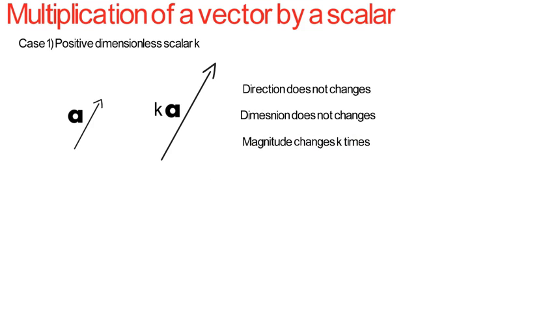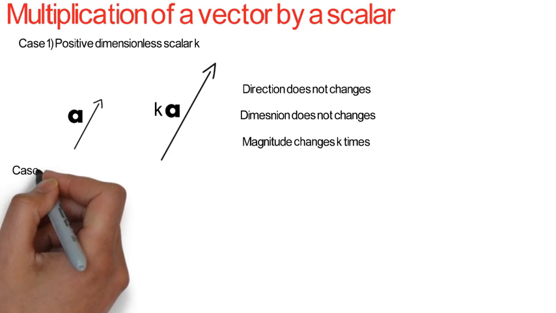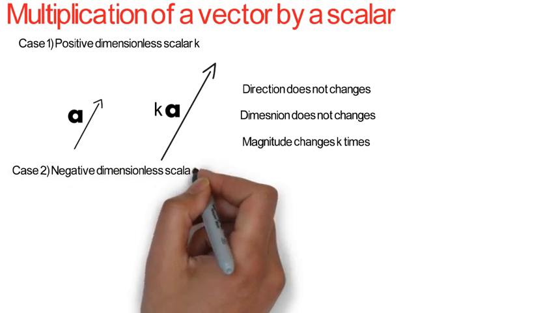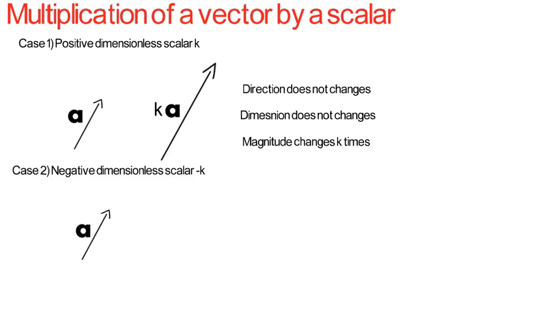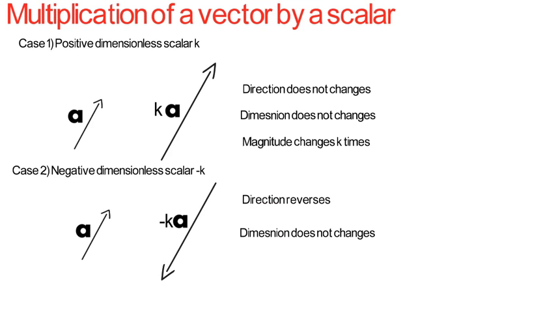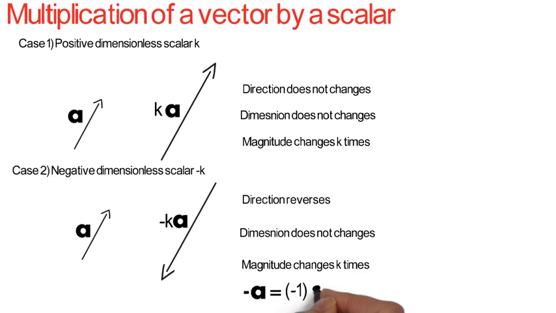The second case will be when a vector is multiplied by a negative dimensionless scalar minus k. So this is the vector A. It has to be multiplied by a negative dimensionless constant minus k. The result will be the vector will reverse and the magnitude will increase k times. Therefore, in this case, the direction reverses. Why? Because minus k is a negative value. The dimension does not change because k is dimensionless, and the magnitude again changes by k times. Thus, minus a vector can be said to be equal to the product of -1 and the vector.